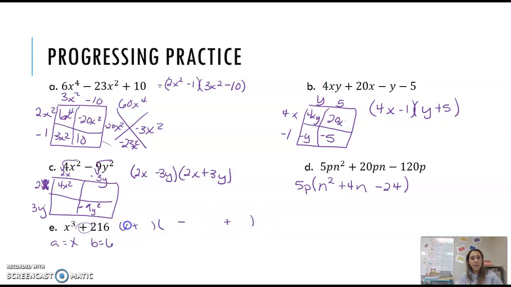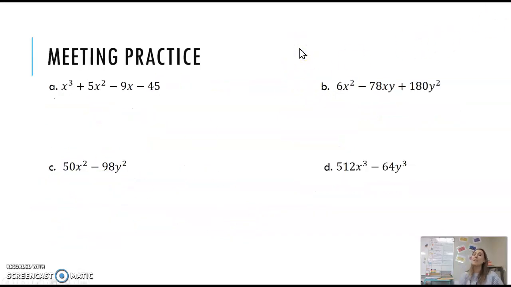So then we have our a, our b. We square this one, so x squared. They both go in the middle, so 6 times x. And then we square the last one, which is 36, and that would be our final answer. So hopefully you were able to get that. What I would like you to do now, this is meeting practice, so go through these, hit pause, and try these meeting level questions.